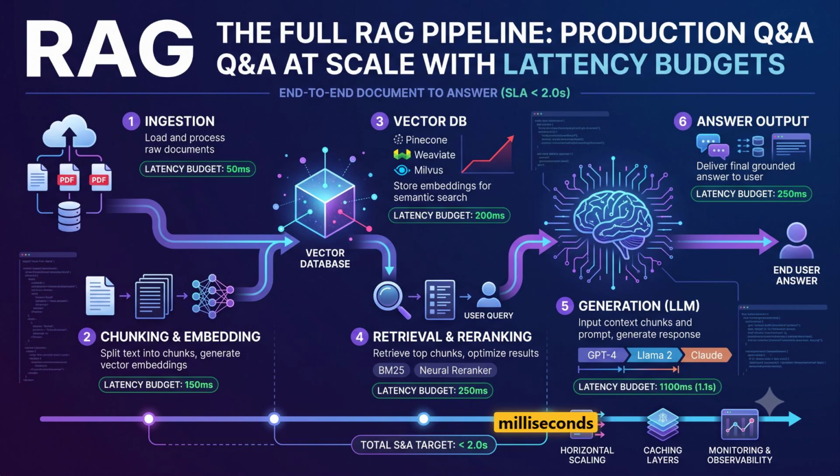Here is the pattern interrupt. You are already 200 milliseconds down, and the model hasn't even looked at a prompt yet. To hit that sub 2 second SLA at the bottom, every millisecond you save on the left must be preserved for the generation stage on the right.